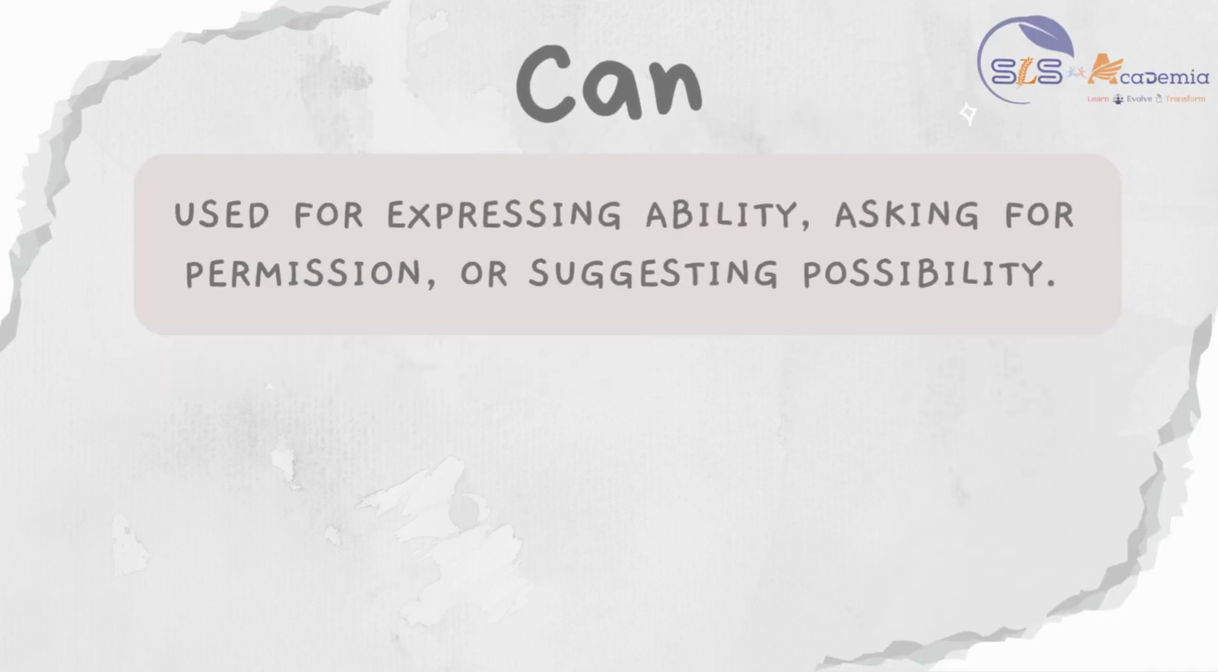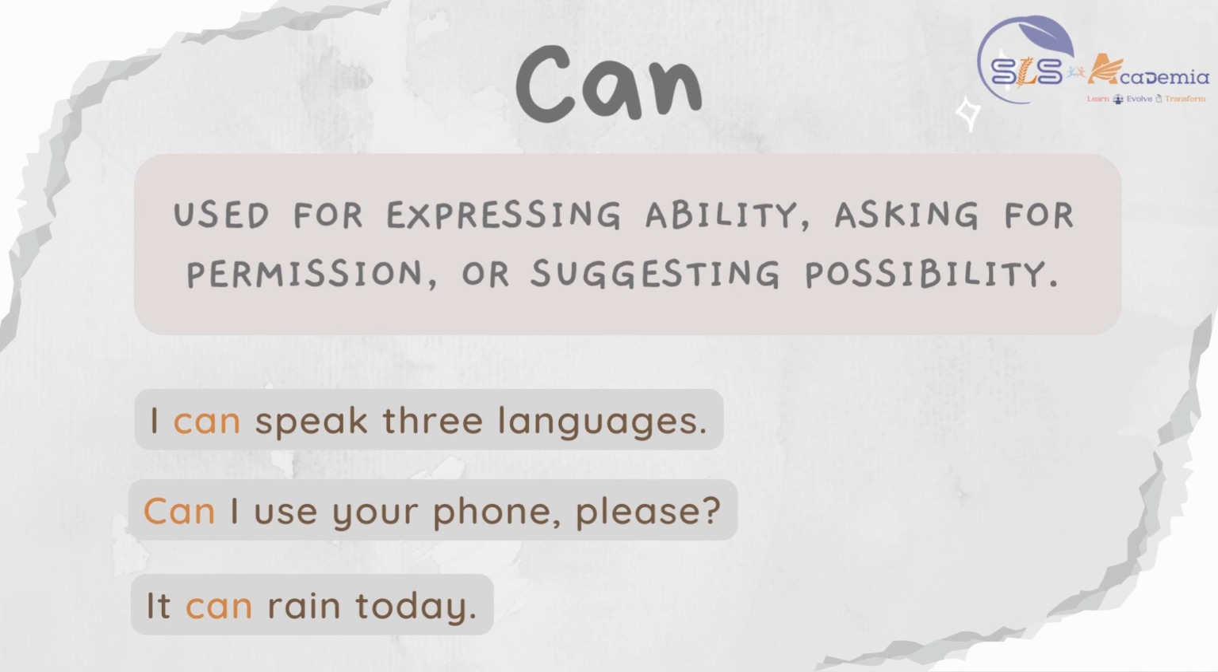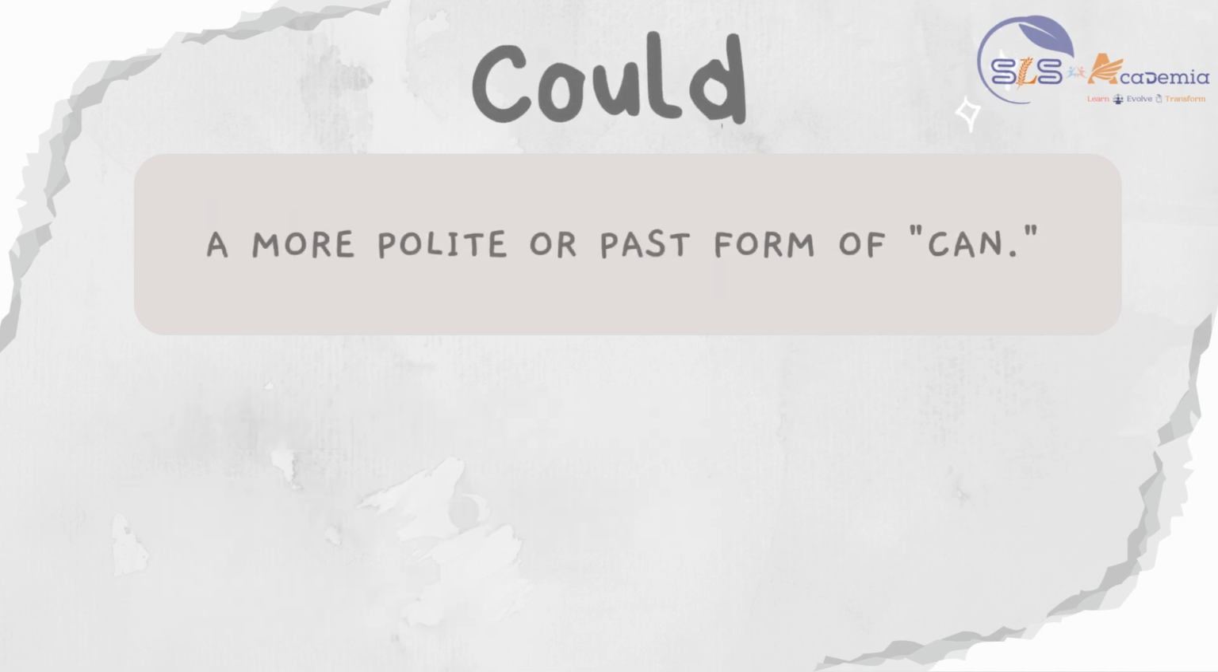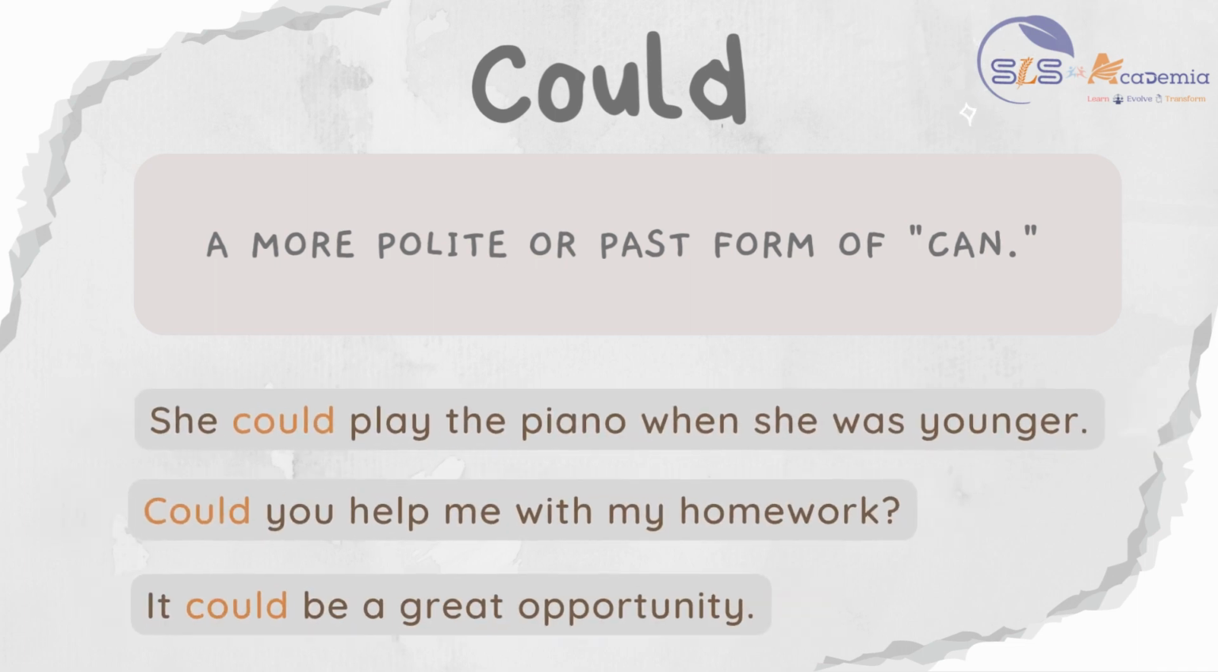Can is used for expressing ability, asking for permission, or suggesting possibility. For example, I can speak 3 languages. Can I use your phone please? It can rain today. Could is a more polite or past form of can. For example, she could play the piano when she was younger. Could you help me with my homework? It could be a great opportunity.